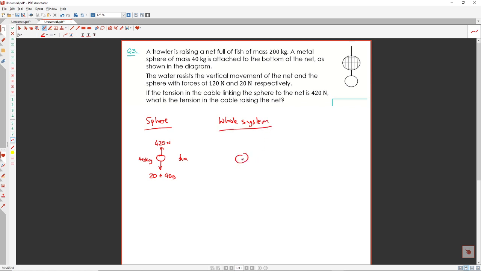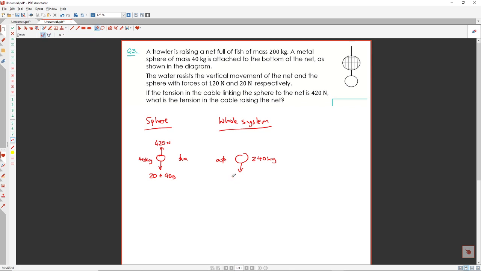Okay, so treat the whole system as a single particle. It's going to have a total mass of 240 kilograms, and this will also have the same acceleration A, going upwards. Now remember that we've got this tension in the cable linking the sphere to the net. The sphere is below it, is 420 newtons. Remember Newton's third law, if it's pulling upwards on the sphere with 420 newtons, it's pulling downwards on this.